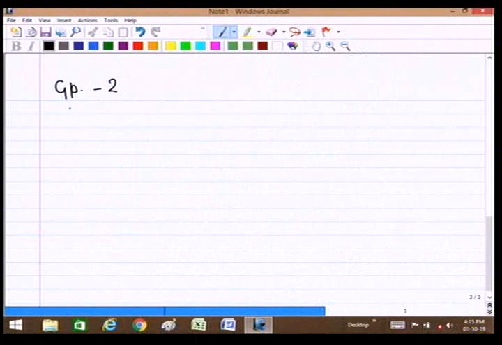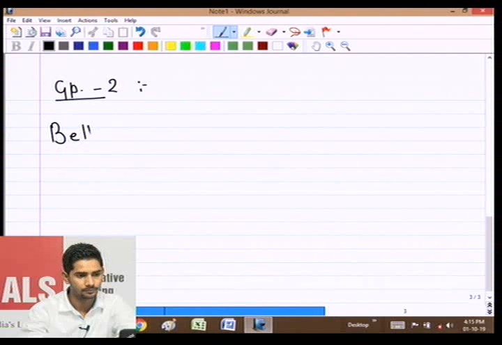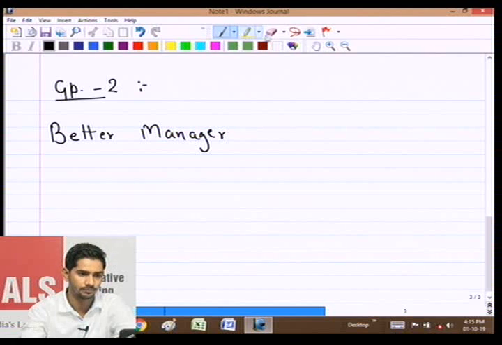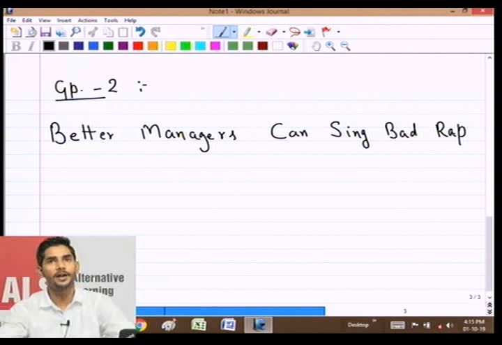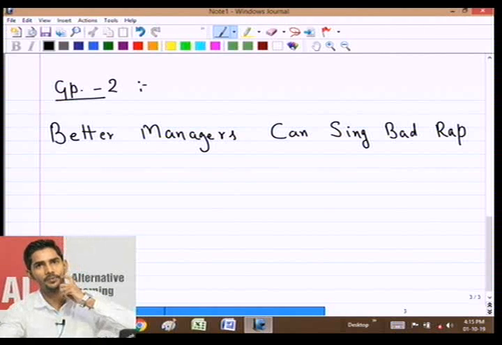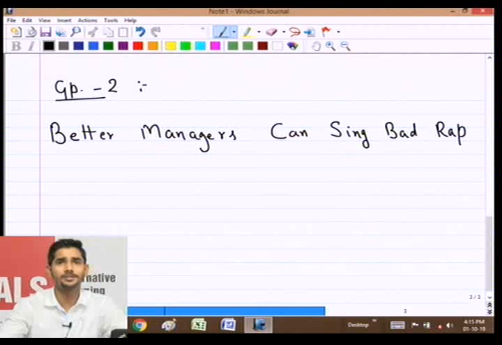Now, this is for group 2. Okay. So this is the mnemonic for this one: better managers can sing bad rap music. I hope everybody is aware of that. So this is like that, a better manager can sing a bad rap. Okay, so this is just a possibility.